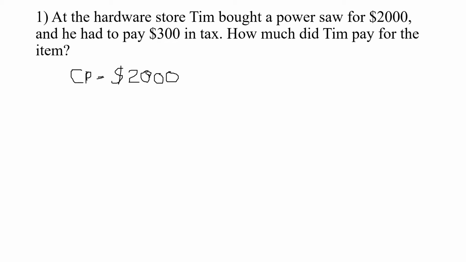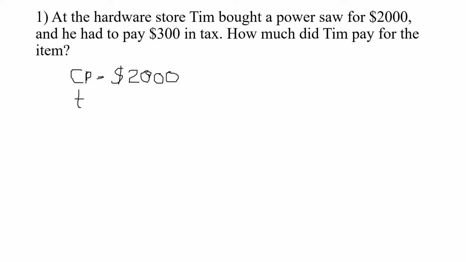Yes, as simple as it might seem, sometimes you have to read it. And sometimes that $2,000 could have been the selling price, so you have to read. In this case, the question said, at the hardware store, Tim bought a power saw for $2,000. So we know this is the cost price because that is how much he bought it for. But again, sometimes it's not always that straightforward.